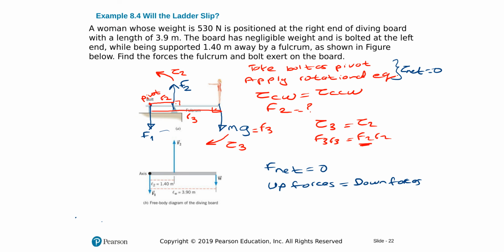Alright, after you do all those calculations, you will find F1, the force of the bolt, to be 946.43 Newton, and force of the fulcrum F2 to be 1476.43 Newton. Solve it and find these. This will be a good practice.